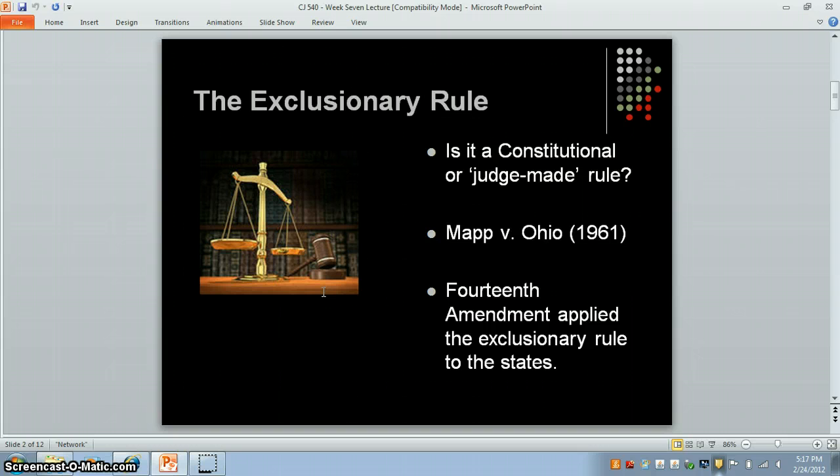Mapp versus Ohio is the case where the court held that the exclusionary rule is an essential part of the Fourth and 14th Amendment. Prior to this ruling, the states could essentially do whatever they wanted. There was an exclusionary rule, however, it only applied to federal cases. However, after the Mapp case, which was decided by the pro-defendant Warren Court, the exclusionary rule applied to evidence obtained unlawfully in both state and federal criminal cases. This was a huge victory for civil libertarians and inmates' rights advocates.